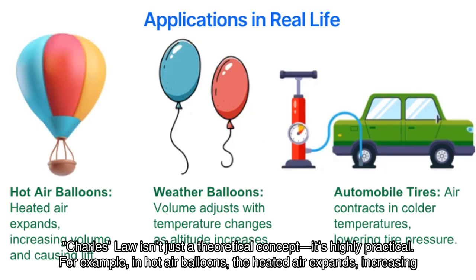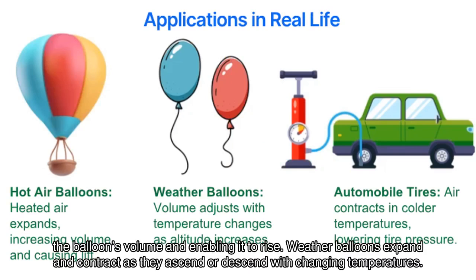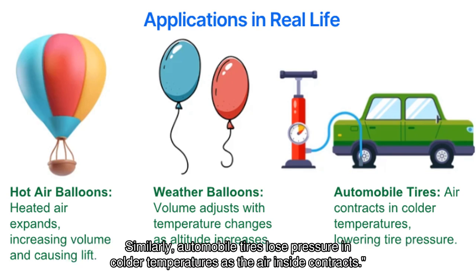For example, in hot air balloons, the heated air expands, increasing the balloon's volume and enabling it to rise. Balloons also expand and contract as they ascend or descend with changing temperatures. Similarly, automobile tires lose pressure in colder temperatures as the air inside contracts.